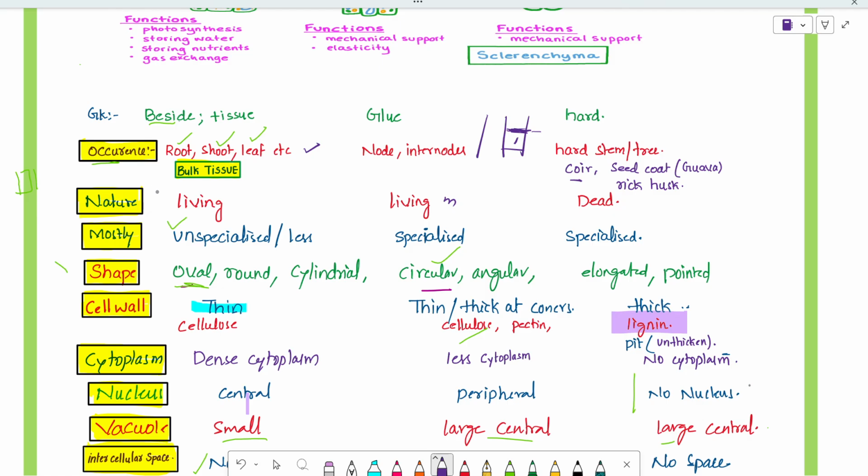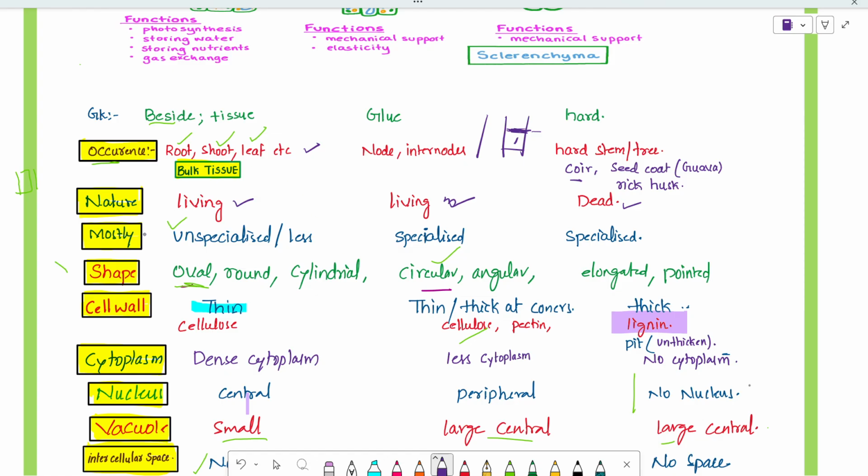Next, nature. This tissue is made up of cells. What kind of cells is it made up of? Generally, the parenchyma is made up of living cells, whereas collenchyma is also living cells, but sclerenchyma is dead cells. Okay, here we find a difference.